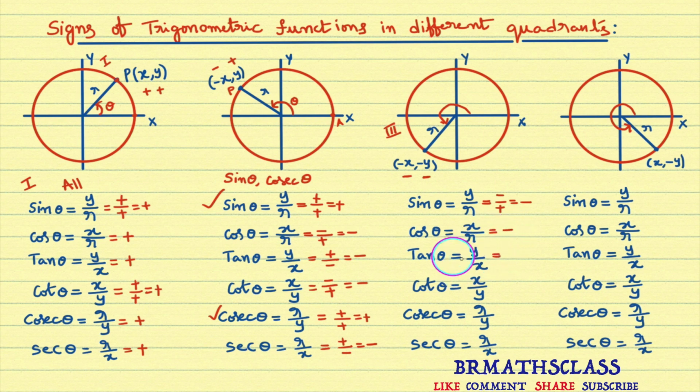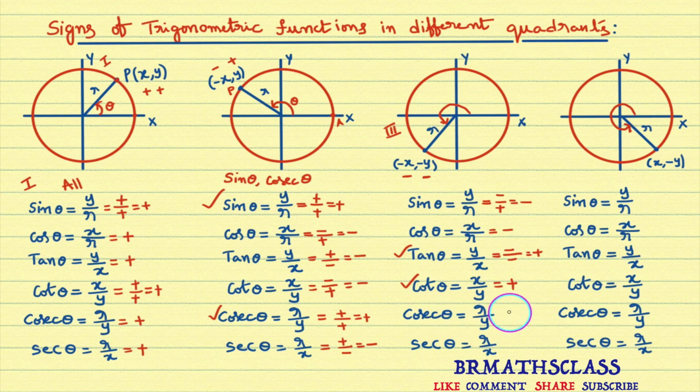You see, this is an interesting one. Tan theta is defined as y by x. Y is negative divided by negative. Negative divided by negative is what? Positive. You try to understand here. Tan is positive in the third quadrant. What about cot? In the third quadrant, x is negative, y is negative. Negative divided by negative will be a positive expression. So, in the third quadrant, tan, cot are positive.